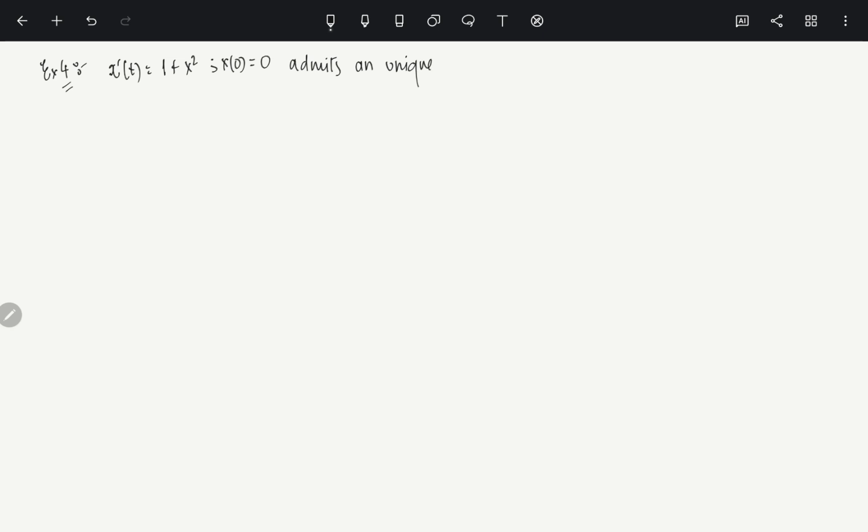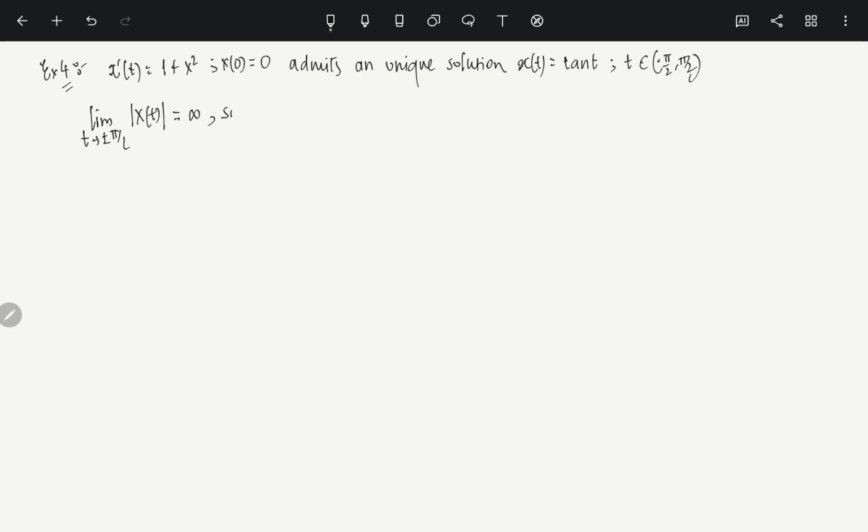Why unique? Again, you can use your Picard theorem to prove that this is going to be unique. x of t equals tan of t, and this t is between minus pi by 2 and pi by 2. Clear? Yes. See, the solution which I get is tan t. We did not get any other information, but we know that tan t is defined between minus pi by 2 and pi by 2, right? We know that as t tends to plus or minus pi by 2, tan t goes to infinity, right? The modulus of x of t goes to infinity.